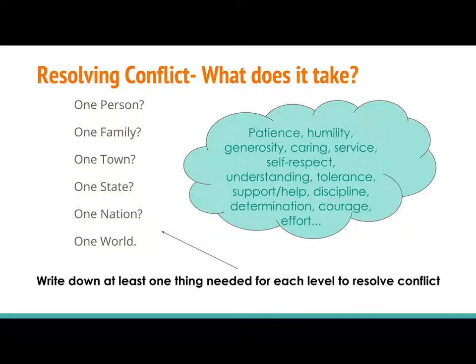So I've thrown out a few things here. Maybe it's like, oh, I need to be more patient and I'll get along with my kids better. Or maybe as a nation, we need to have more tolerance for people of different cultures, or our global level needs to have more tolerance. So you're going to pause the video here and take a moment to write down at least one thing that you think is needed at each level in order to actually resolve conflict.